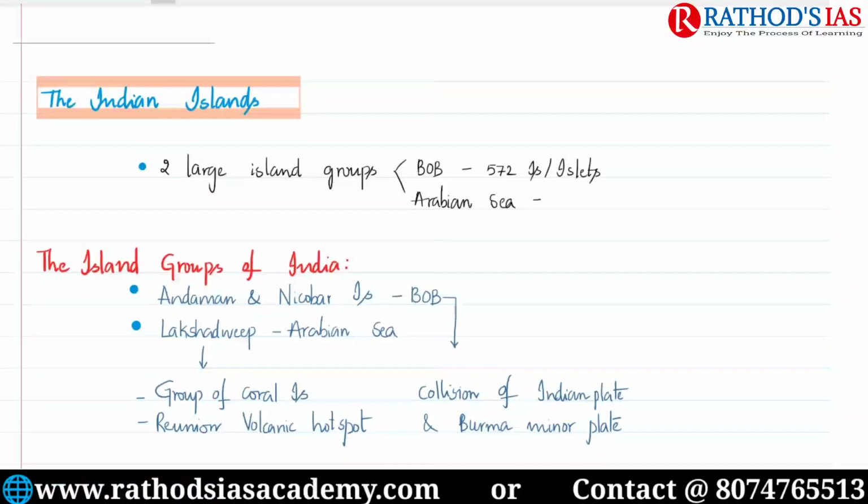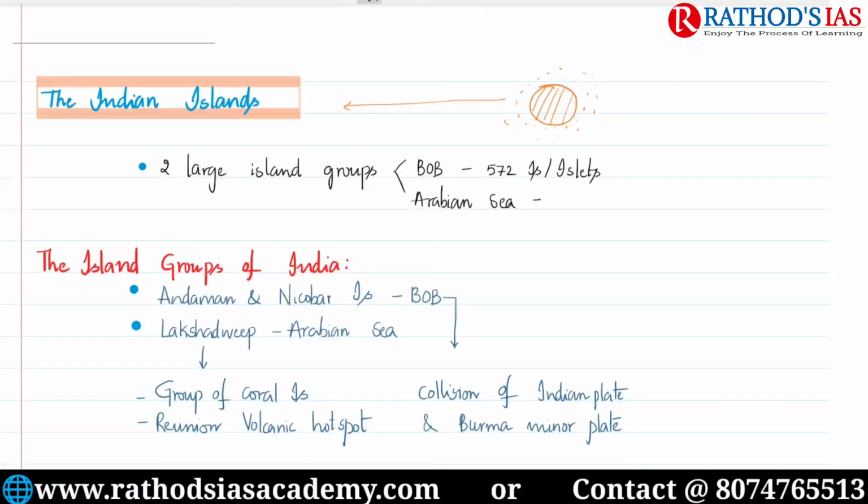Here, first of all, let us try to understand the meaning of island. So here we have a piece of land, and this piece of land is surrounded by water on all sides. So on all sides this land is covered by water, and this is called an island.